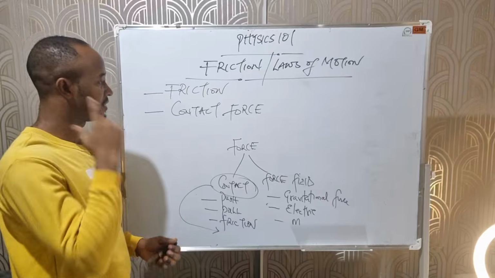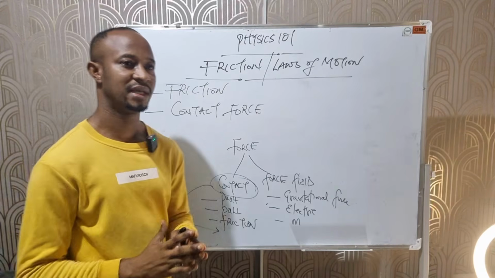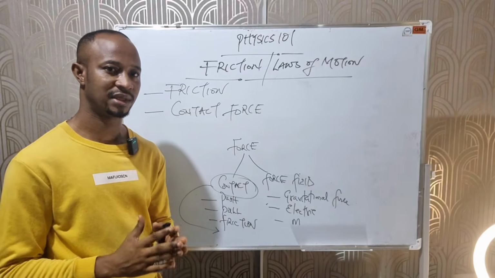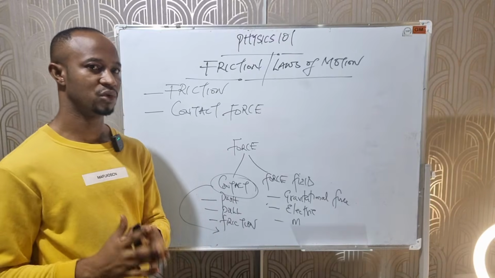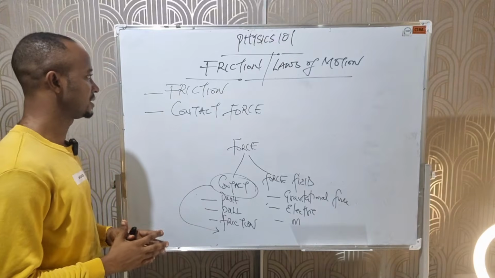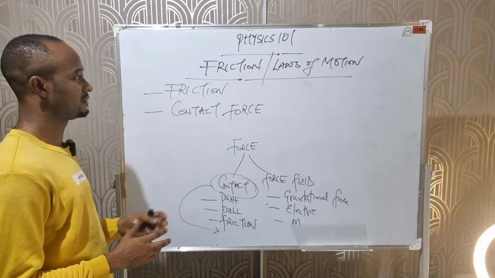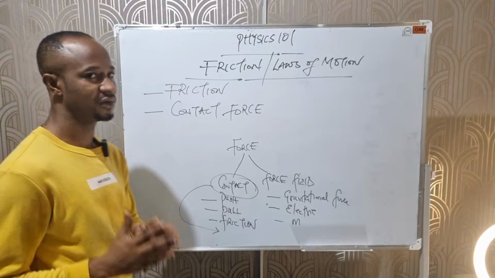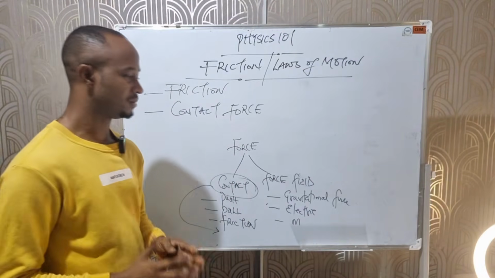Now, what is friction? Friction simply means a force of opposition. It's a force that tends to oppose the relative motion between two objects in contact. That is what we call friction. So friction is a type of contact force, and in general it is a force that opposes the relative motion between two objects in contact.